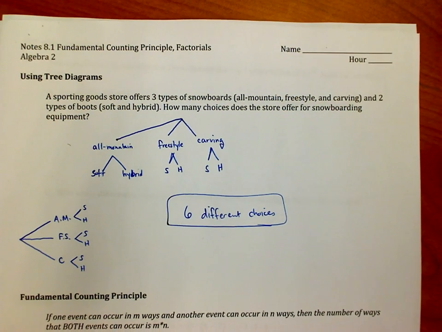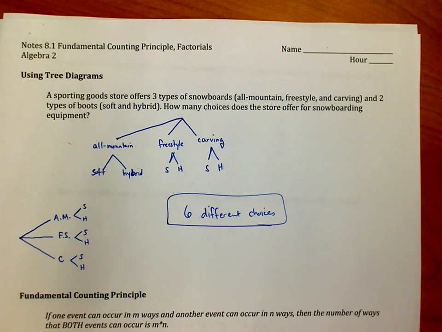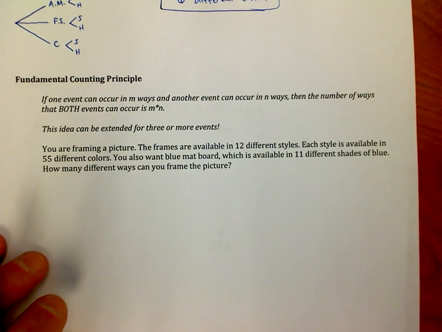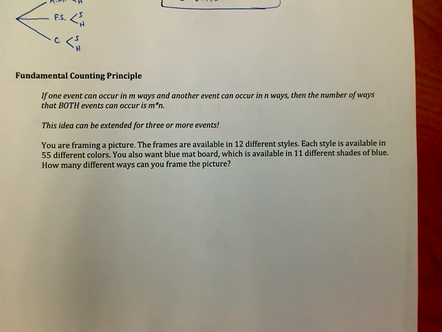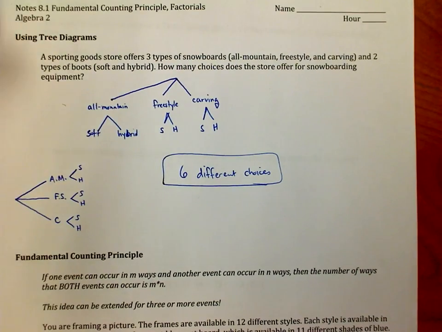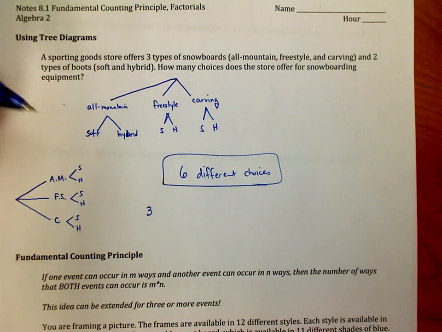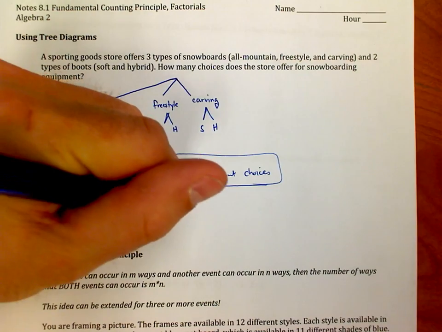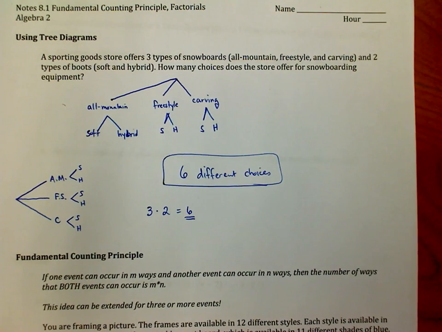What we're going to see though is that this is fine for small numbers, but you can imagine our trees could get pretty big in a hurry if we had more choices, or if I'm doing something like the second problem. You're framing a picture. The frames are available in 12 different styles. Each style is available in 55 different colors. You also want a blue mat board, which is available in 11 different shades of blue. How many different ways can you frame the picture? So what we want is a shortcut, so I don't have to draw all this out. The easy thing is to do this. If I realize that I had 3 choices from the snowboards and 2 choices from the boots, I could take 3 times 2, and that would give me the 6, instead of drawing the tree branches to figure it out.